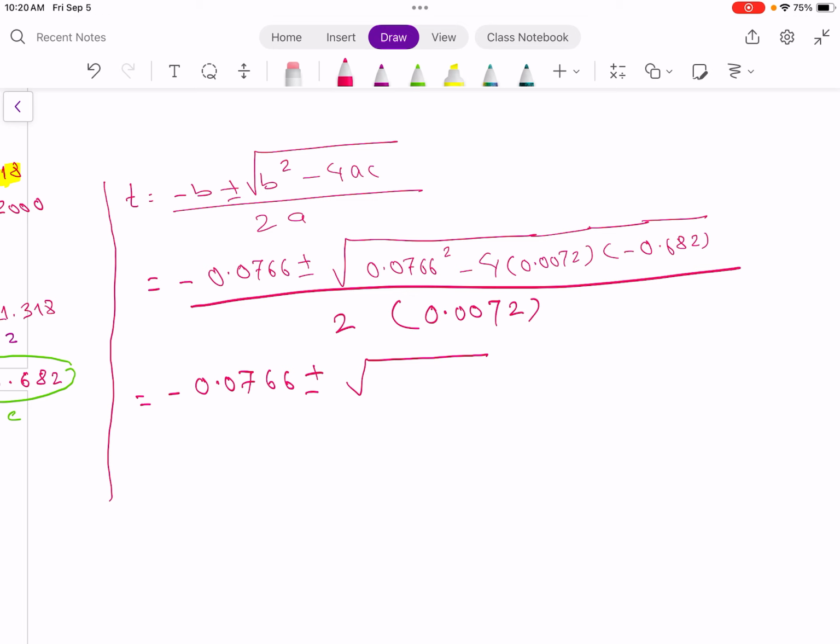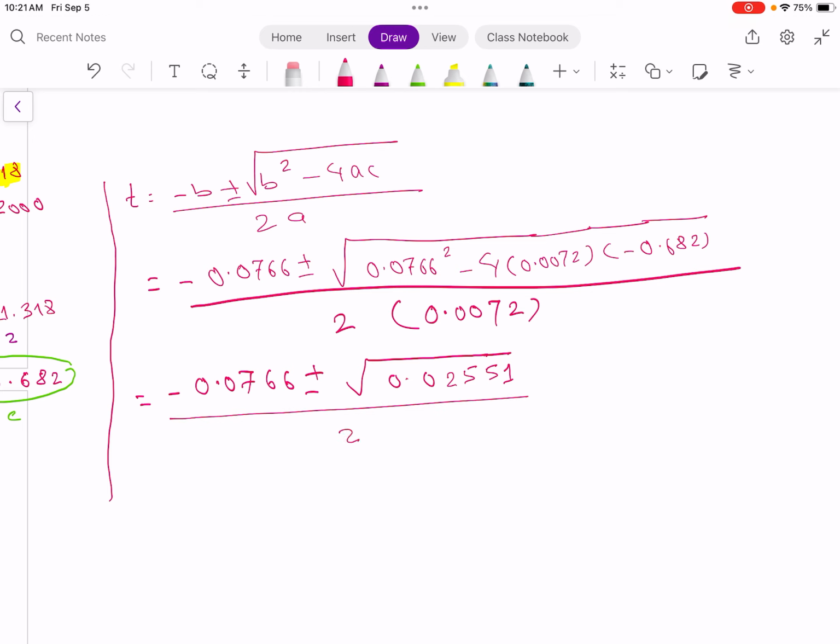So here, 0.0766 squared, then minus 4 times 0.0072 times, let me make it positive here, 0.682. Okay, we have 0.02551, divided by 2.